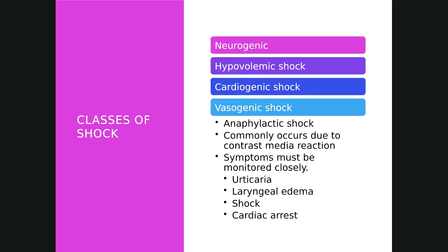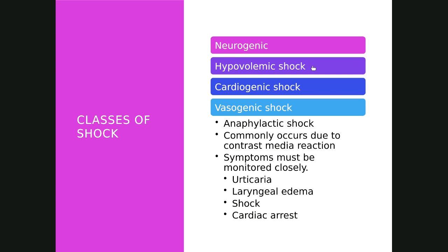As far as the different types of shock, we have neurogenic shock, which is caused by spinal anesthesia or damage to the upper spinal cord. You have hypovolemic shock, where hypo tends to imply low. Hypovolemic is low volume. This tends to occur when there's a loss of blood or tissue fluid.